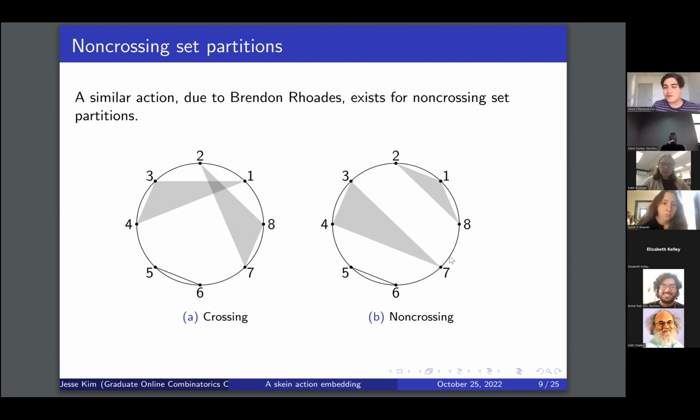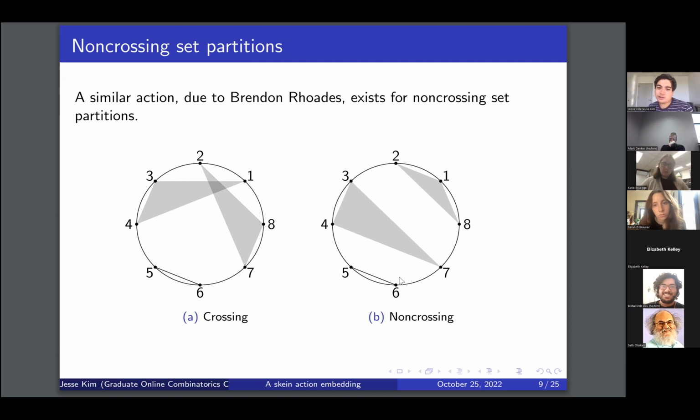For non-crossing set partitions we're going to use diagrams similar to matchings. It's essentially the same thing, except now your paired elements can have more than 2 things in them. So this set partition on the right has one block that's 1, 3, 4, one block that's 2, 7, 8, and one block that's 5, 6. It's crossing if, when you draw it out like this, 2 of these polygons intersect. So the one on the left is crossing, the one on the right is non-crossing. This action was introduced in, I think, 2015 by Brendan Rhodes, my advisor.